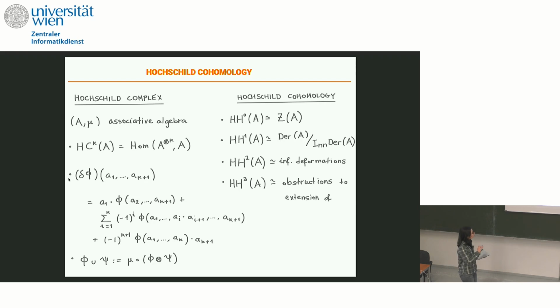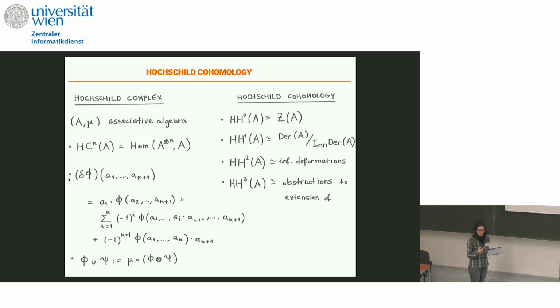Okay, let's go now to cohomology. What is the zero cohomology? The center of the algebra. So of course, if I have a commutative algebra, then it's the algebra itself. Do you then use cyclic permutations in the definition of the cup product? Yeah. Yeah, thanks. Okay, so we have the center of the algebra here in the zero cohomology.